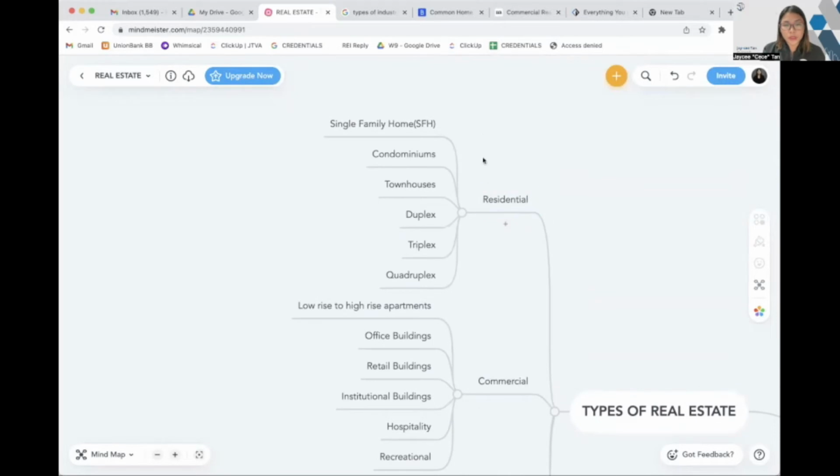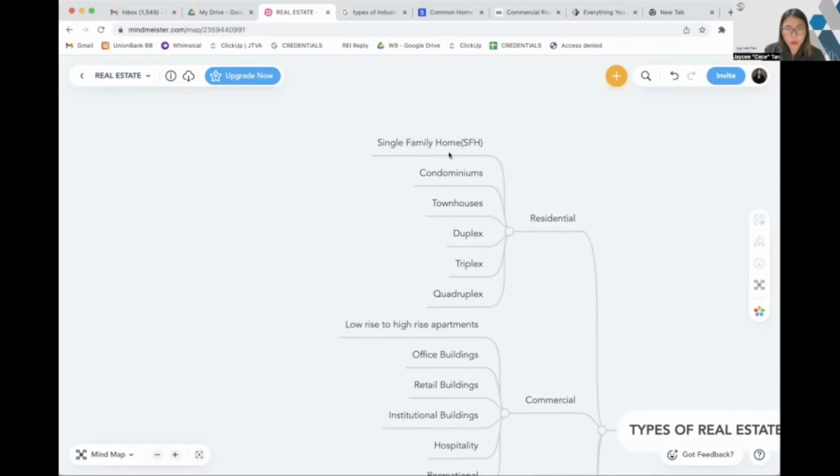Going back to residential, there are a couple of examples I was able to show. We have single family homes, condominiums, townhouses, duplex, triplex, quadruplex. Single family homes are the basic standalone house, while condominiums are part of a larger building, normally owned by an organization or a company, and the property owner lives in the same building as the rest of the other property owners in the same area, right?